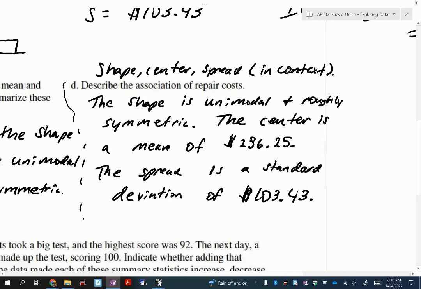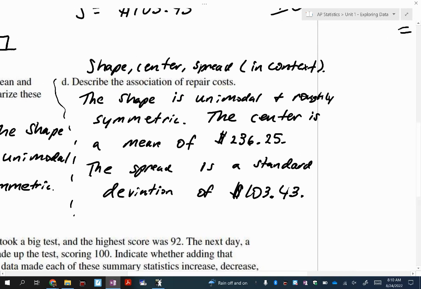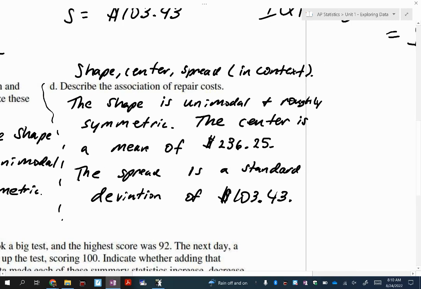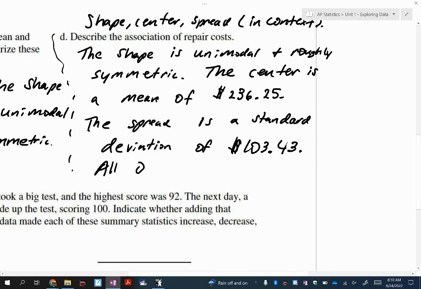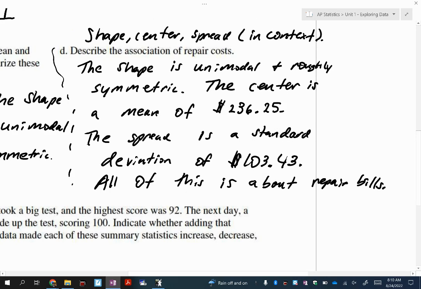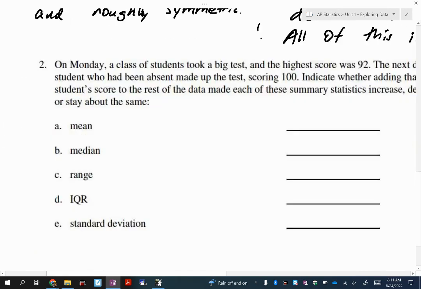And I didn't put anything in context here. So let's say the shape is unimodal, roughly symmetric. The center is the mean. And all of this is about repair bills. And I did that pretty inefficiently, right? I really should have just said the shape of this histogram that shows the repair bills, right? Put it in the sentence, that'll help you, okay? But you got to check off all these things and context. Okay, let's move into number 2.